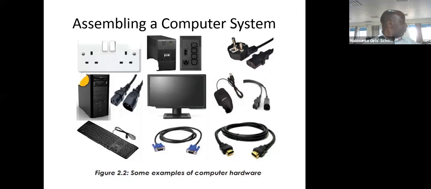We have a mouse. This mouse is connected to the computer using a USB connector, and you slot this one into the USB port behind the computer or in front of the computer. I like it behind the computer because it doesn't disorganize the system. So this cable in front disorganizes the users of the computer.